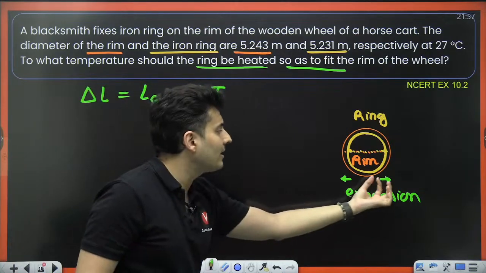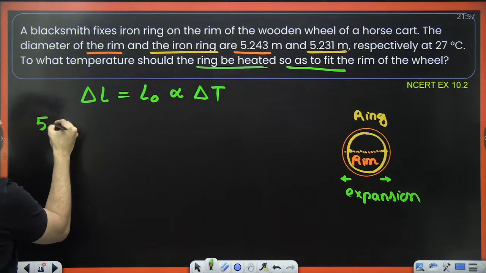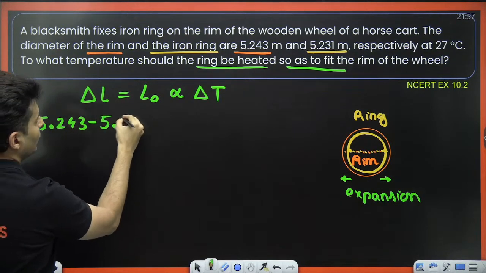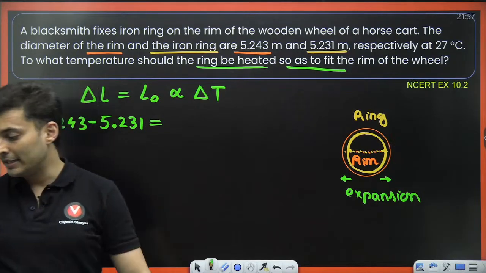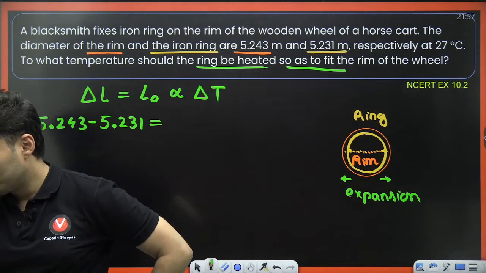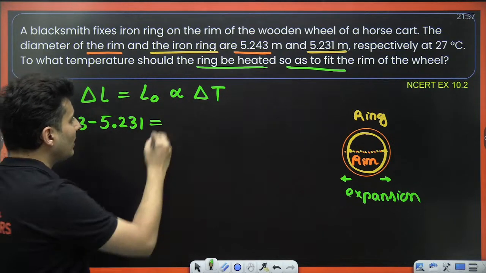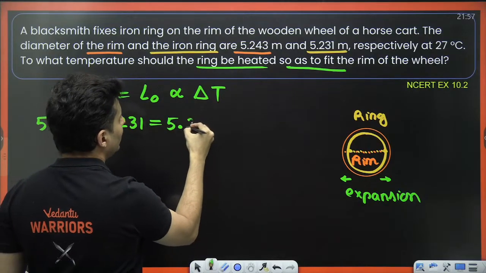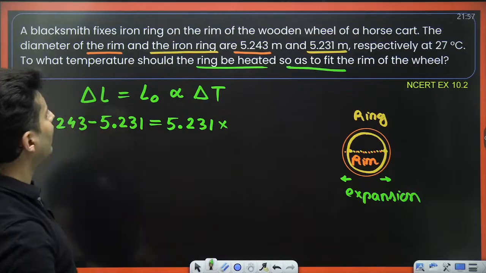The delta L is how much it should expand. How much it should expand is 5.243 minus 5.231. Is that clear, everybody? And this will be equal to the original length. What is the original length? 5.231 into alpha. Is that alpha given?